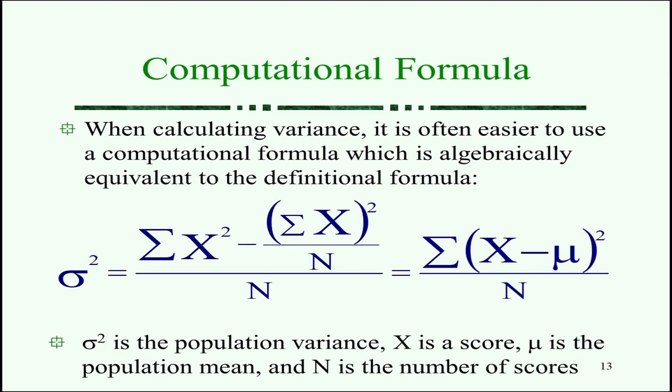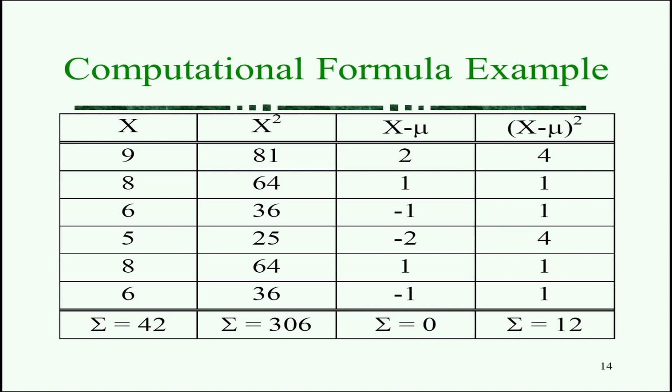Here, sigma squared is the population variance, x is a score, mu is the population mean and n is the number of scores. Computational formula example. If you have individual observations denoted as x in the first column, that is 9, 8, 6, 5, 8, 6, this is the given data and we need to find x squared. The next column is x squared, so we square the x values: 9 squared is 81, 8 squared is 64, 6 squared is 36, and so on.